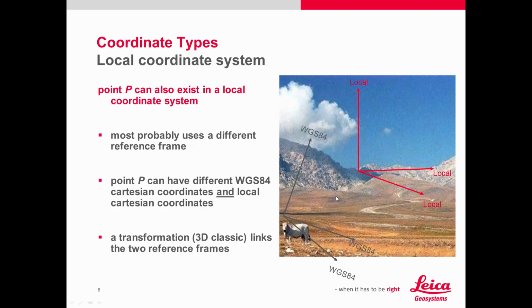Actually, if we are talking about any point P, you can find that the same point may have several coordinates. The coordinates of P may be measured from the WGS84 ellipsoid, or from the local ellipsoid or local datum. So to know the coordinates of this point in the local datum, we need to make something called a transformation, which will link the two reference frames.